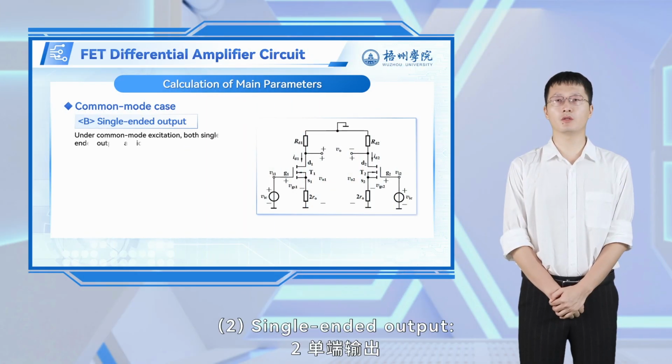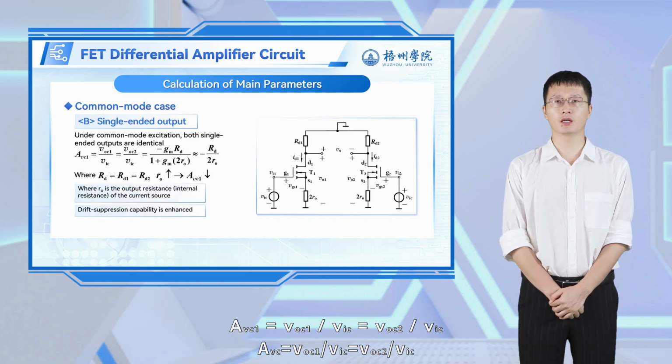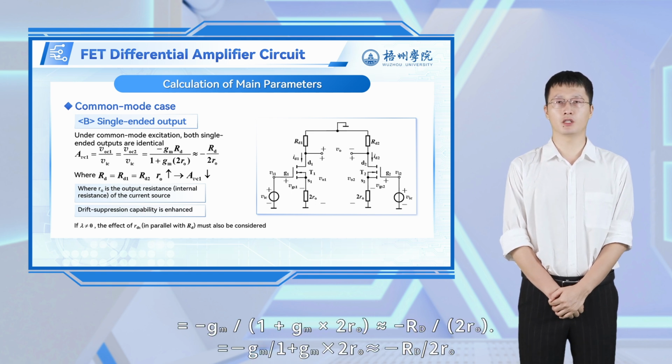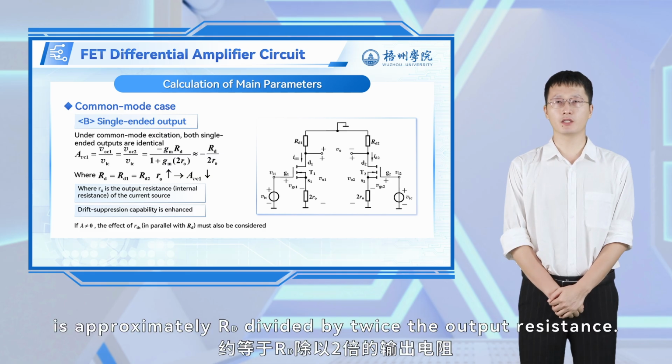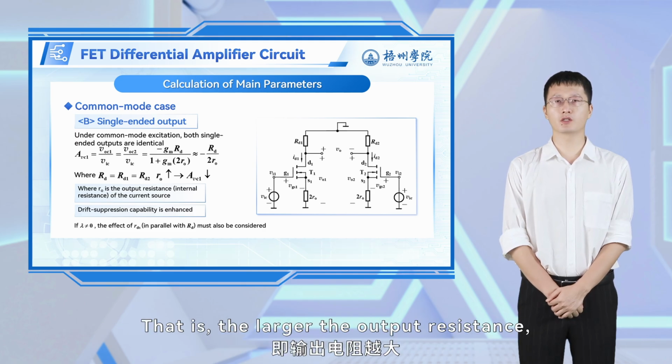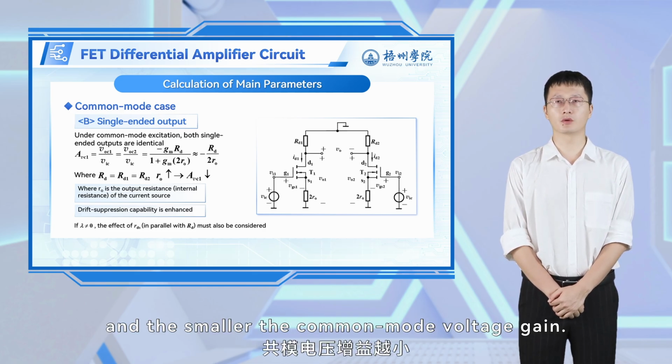2. Single-ended output. A sub VC1 equals V sub OC1 divided by V sub IC equals V sub OC2 divided by V sub IC equals negative G sub M R sub D divided by 1 plus G sub M times 2 R sub O, which is approximately equal to negative R sub D divided by 2 R sub O. From this, we can see that the common mode voltage gain is approximately RD divided by twice the output resistance. That is, the larger the output resistance, the closer the current source is to the ideal case, and the smaller the common mode voltage gain.